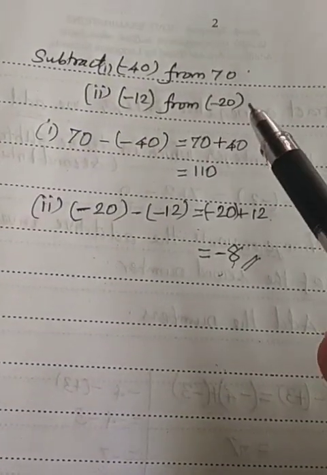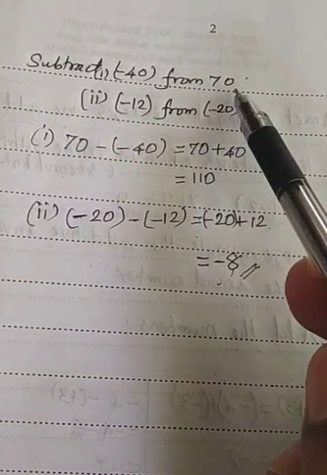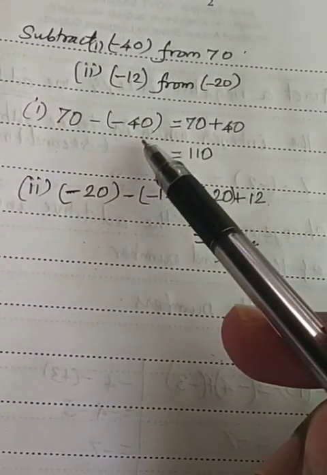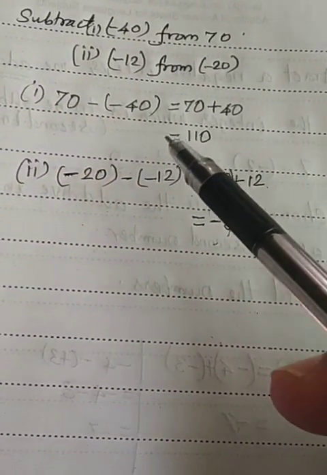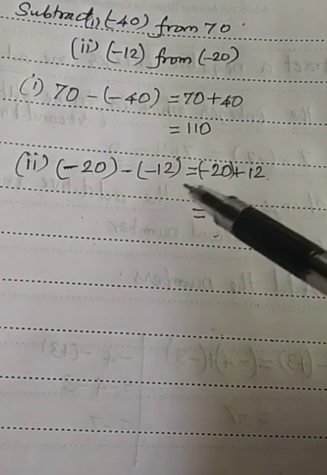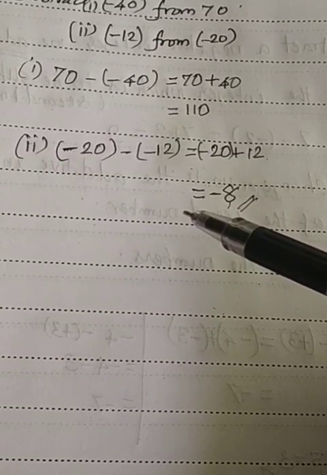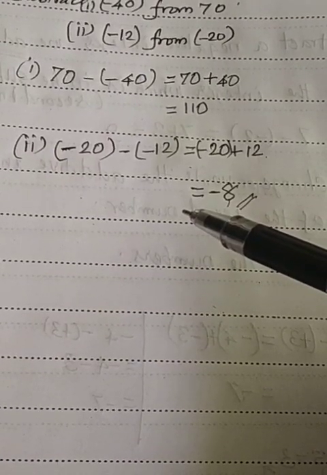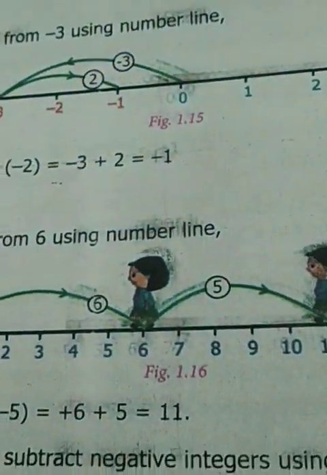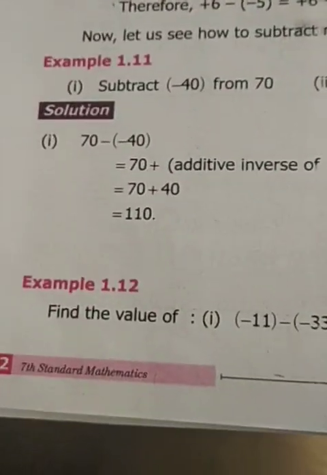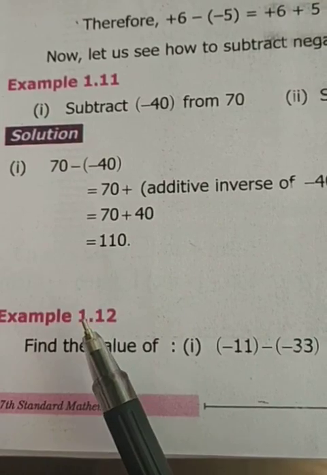Okay. Can you understand how to write this from the given statement? And now I think you know how to subtract an integer from another integer. Okay. Now we'll move on to the next problem. It is example number 1.12.